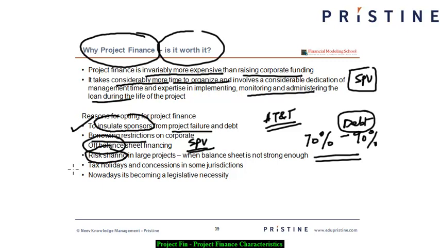So whoever is lending to the SPV, since the contractual agreements are there, the risks also tend to get shared. Again, the government is also trying to encourage this. They are giving tax holidays and concessions for this kind of project finance activity. It's becoming more of a legislative necessity, because most governments do not have the funds to implement these kinds of projects, since they require huge funding. So the government doesn't want to do that on their own, and it's becoming more of a legislative requirement.